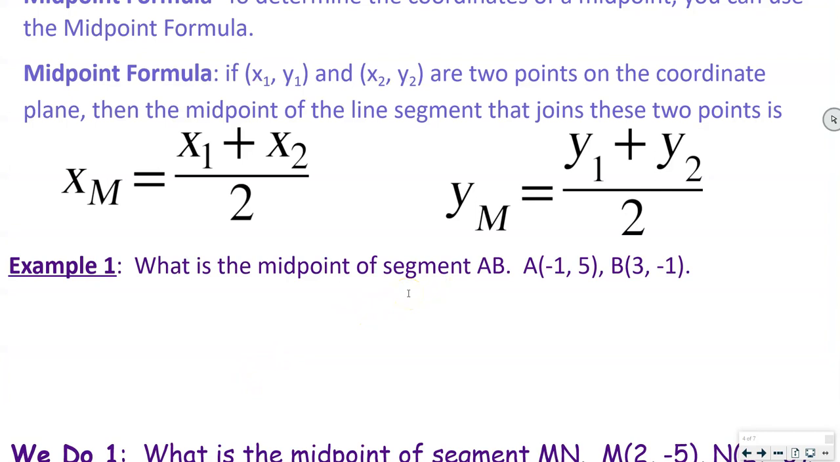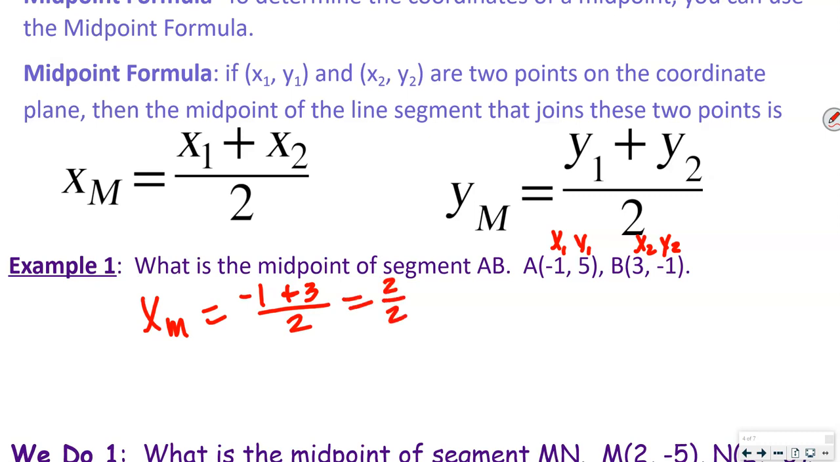So if we want to find the x value, so I'm going to say xm, we're going to take our x1, y1, x2, y2, right? So we're going to take our x values, and we got -1 plus 3, and we're going to divide that by 2. That's kind of our average, right? If we add 2 points together and you divide by 2, then you get the average. So that's 2 divided by 2, so that's 1. That's our x value. And then we're going to find our y value, okay?